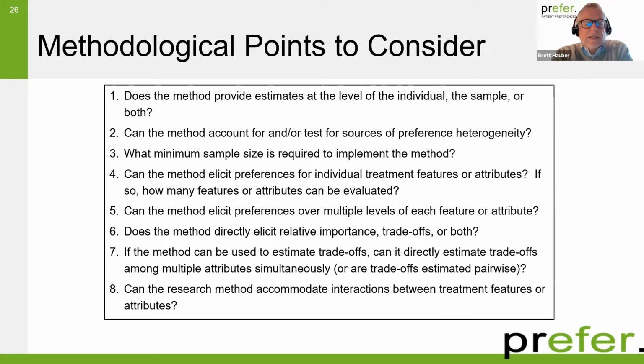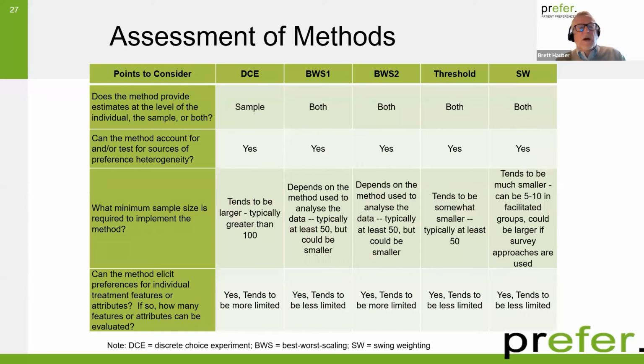Some methods, like DCE, directly elicit trade-offs among multiple attributes simultaneously, while a method such as the threshold technique estimates trade-offs among pairs of attributes. And finally, some methods can account for interaction effects among attributes, while others cannot. So we applied these 8 factors, if we go to the next slide, please, to each of the 5 methods.